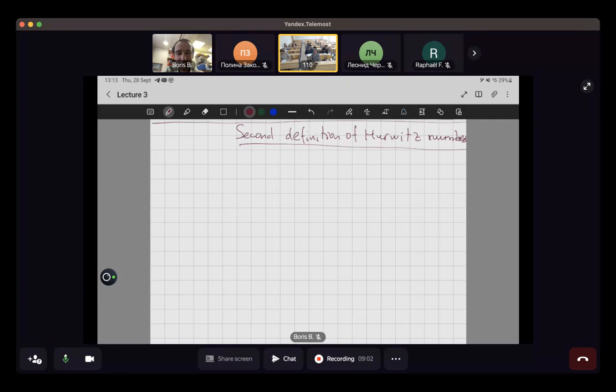Well, let me at the beginning give a definition and then explain the meaning of words in this definition. So, the connected simple Hurwitz number.